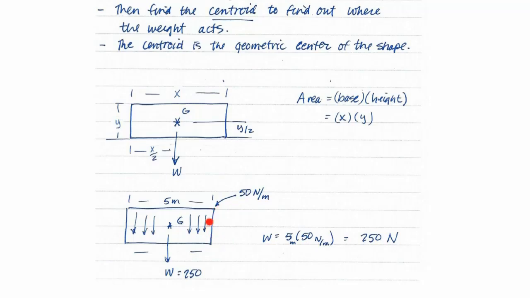So if we want to find the total weight of this, it would be 50 newtons per meter times 5, which would be 250 newtons. And it would act through the centroid of that distributed shape, which would be right there in the middle. So the weight will be 250 newtons, and it'd be acting right there.